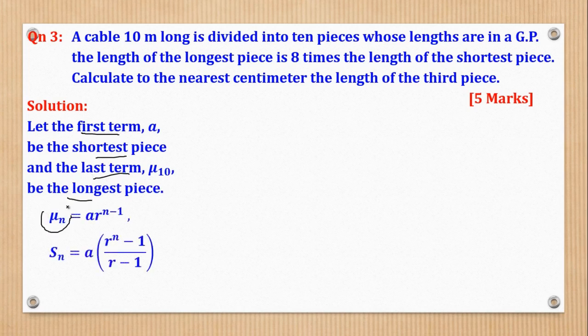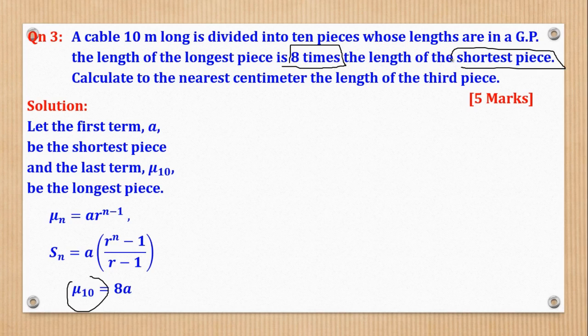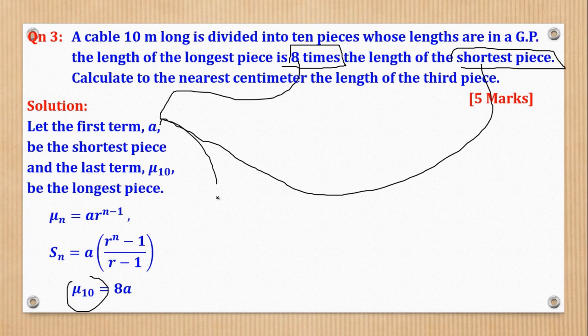We know that the nth term is given by this expression, and also the sum of the first n terms of a GP is given by this expression. Therefore, we are given that the 10th term will be 8a. Now why is it 8a? It is because of this phrase, 8 times the length of the shortest piece, and he already said let the shortest piece be a. Therefore 8 times a gives you 8a.